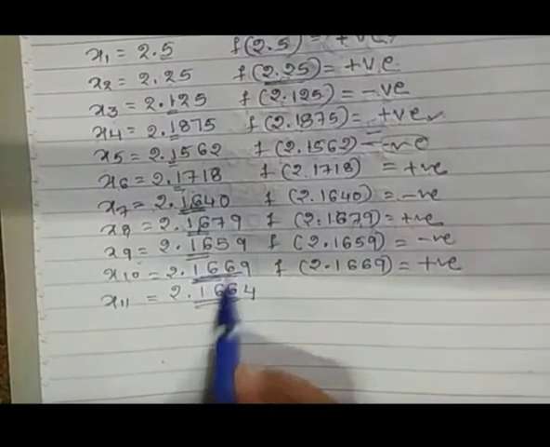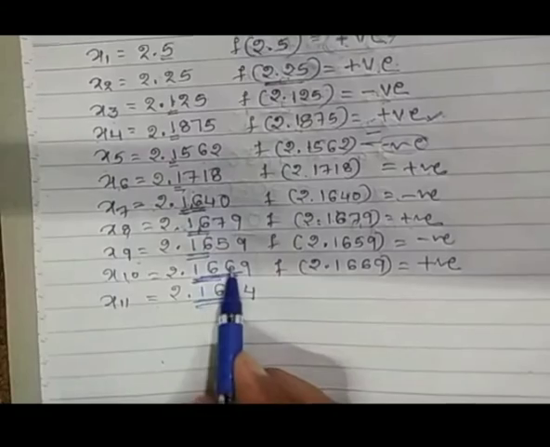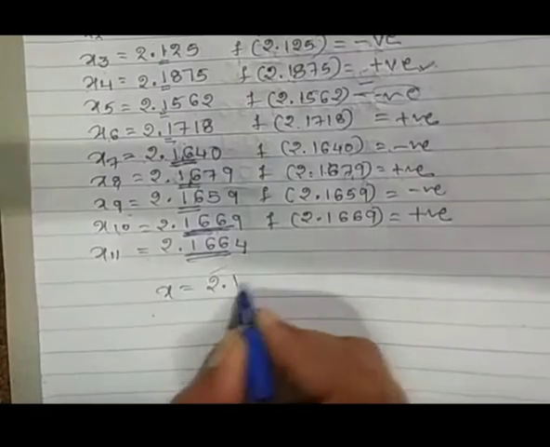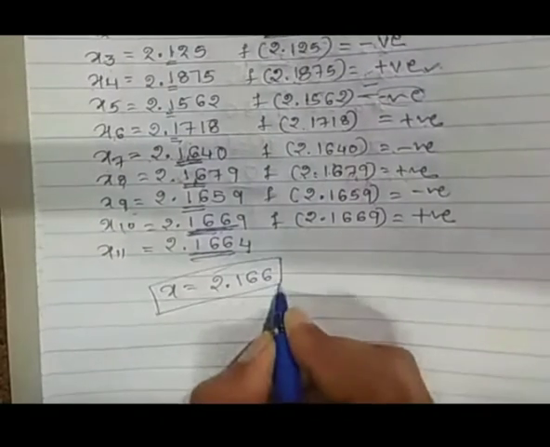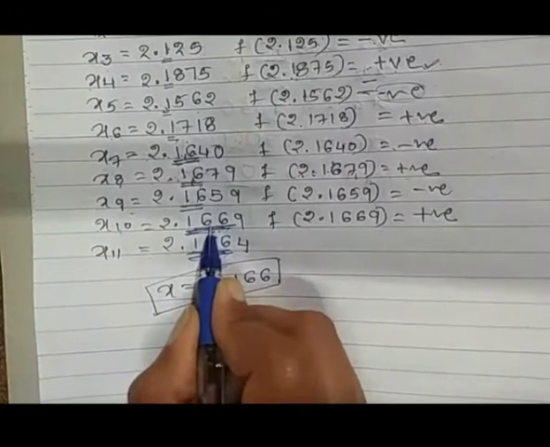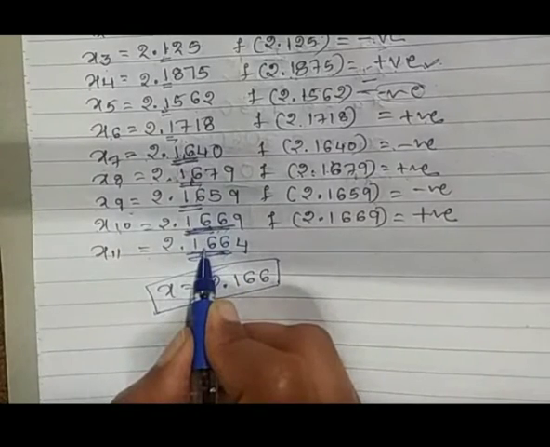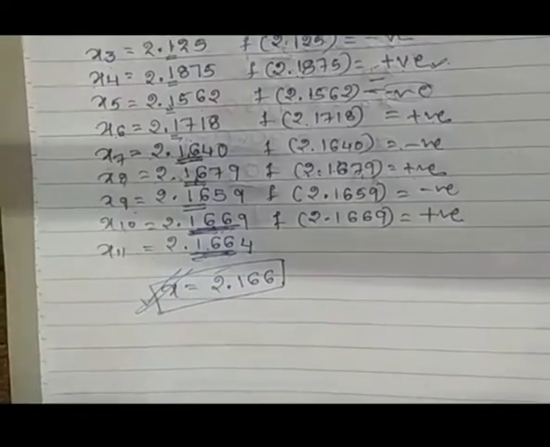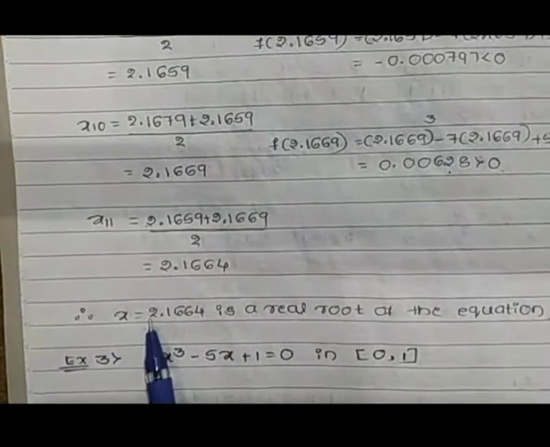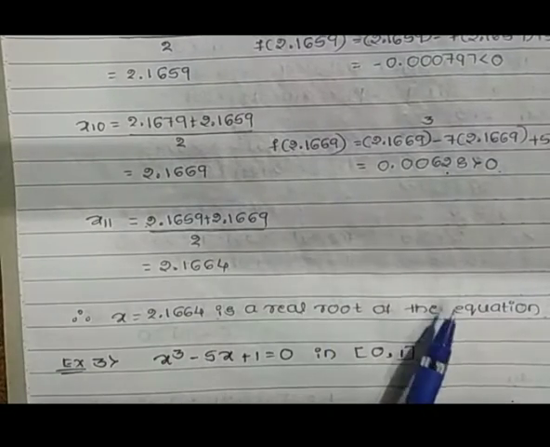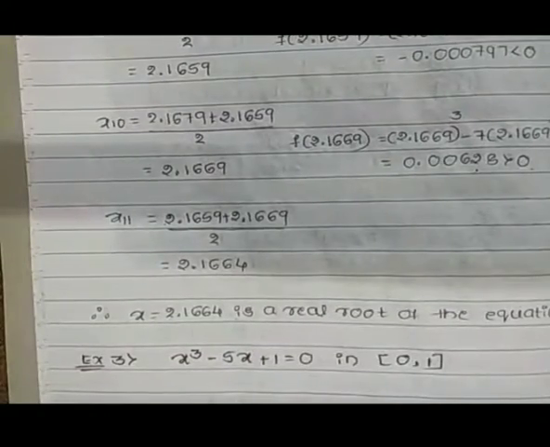After 2, 3 decimal points are the same, that is 166. Therefore, we have to write the conclusion that 2.166 is the required root, because here 166 has become constant. Now in the extended one also 2.166 is there, even in the extended one 2.166 is there. Therefore, this is the required answer. x is equal to 2.166. So here we have to write the conclusion that x is equal to 2.1664 is the real root of the equation.